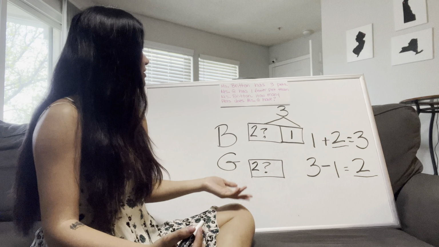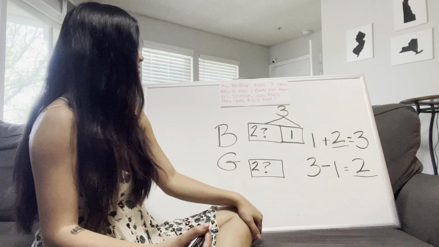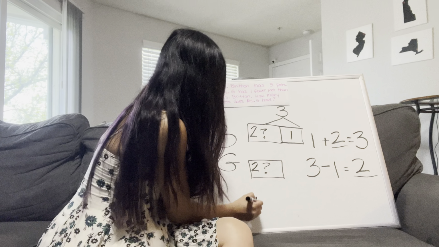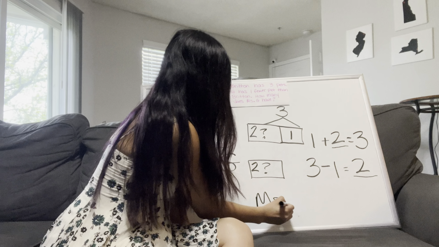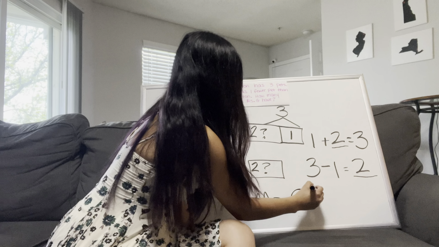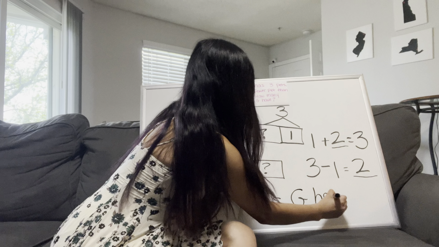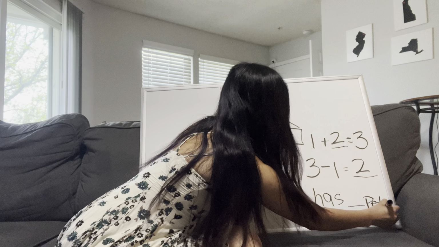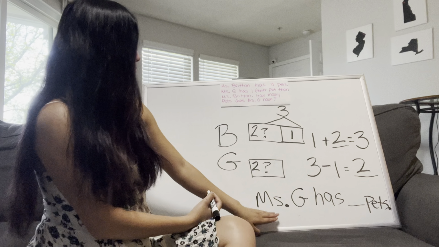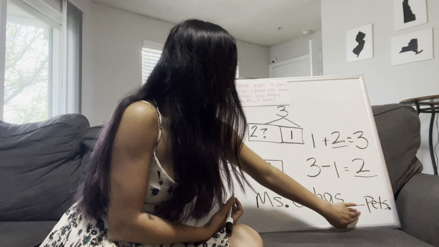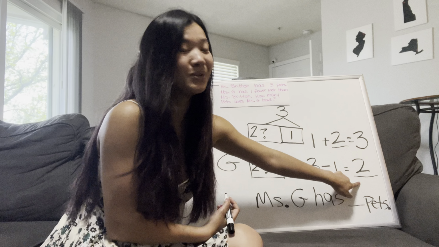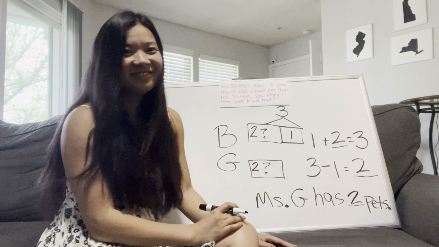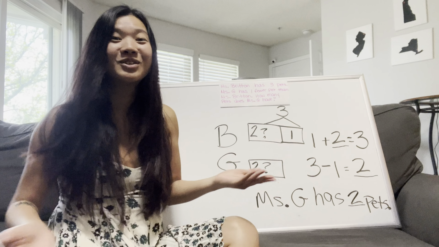So I'm going to answer that question with a full sentence. Miss G has, down here, just fits down there. Miss G has 2. So Miss G has 2 pets.